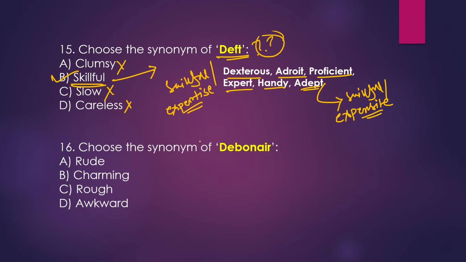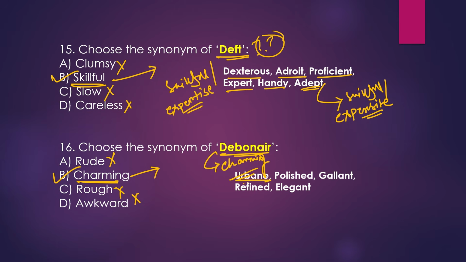Next, choose the synonym of the word debonair. The word debonair describes a person who is very confident, very stylish, and handsome in looking. That is called debonair. Okay, or a simple synonym, that is charming. Charming is the correct answer. Charming also means pleasant and attractive in personality. Okay, rude, rough, and awkward, these all are the antonyms. That's why we have to eliminate. So extra synonyms like urbane, polished, gallant, refined, and elegant.